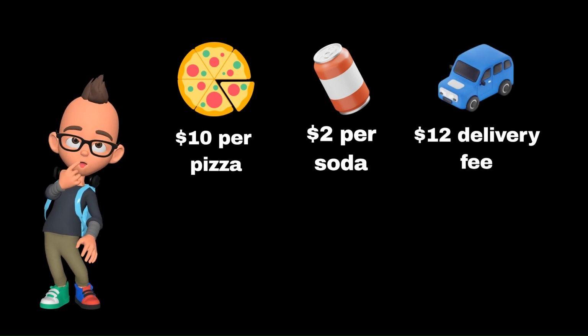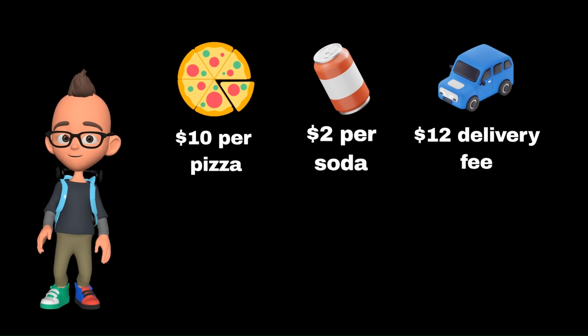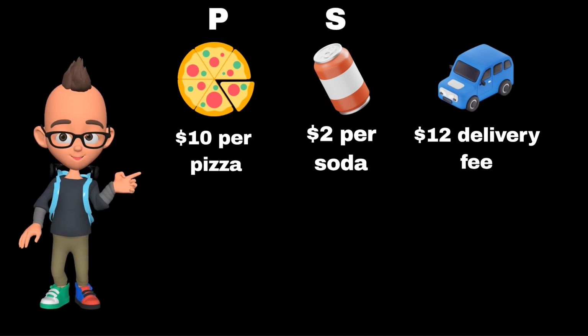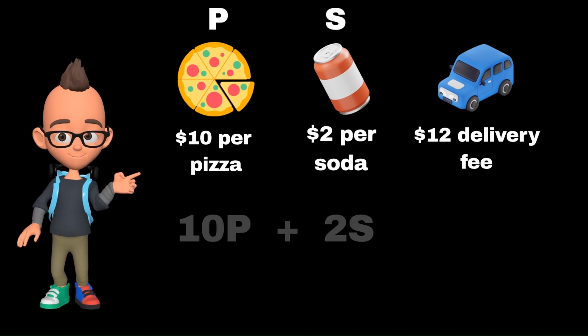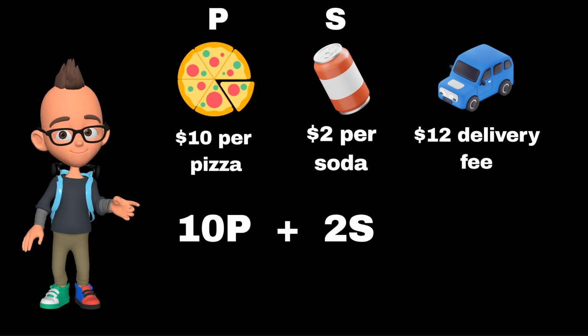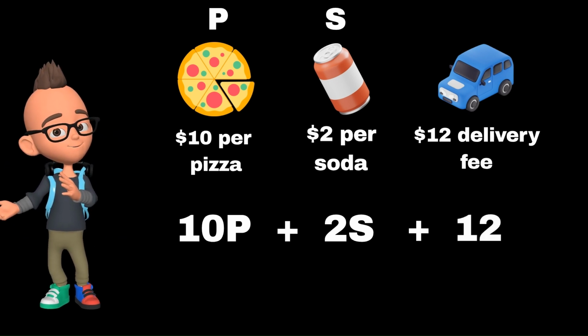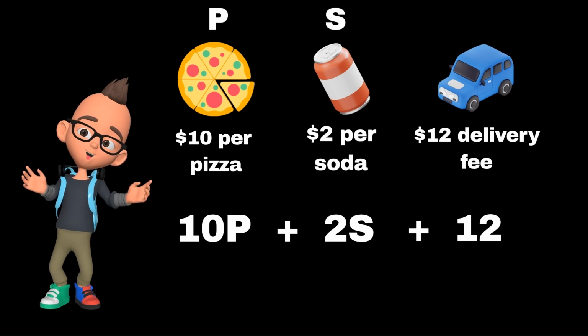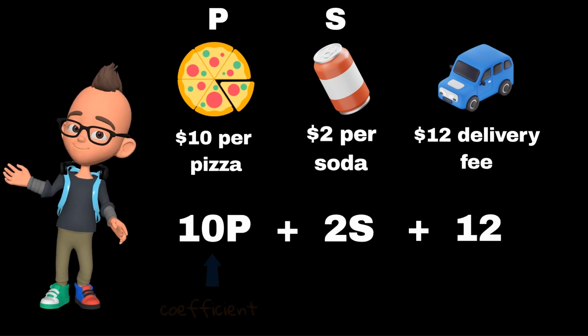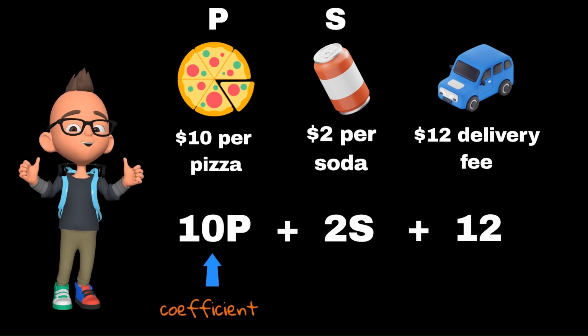So I will make my unknown variables p and s for pizza and soda. So I will start with 10p, add 2s, then add 12 for the delivery fee. Then my final expression will be 10p, add 2s, add 12. 10 is the coefficient for the variable p, and 2 is the coefficient for the variable s. The constant is 12.